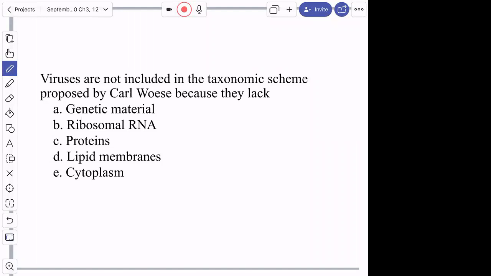So last time, the last couple times, we've been talking about Carl Woese, and remember how he sequenced ribosomal RNA to figure out that phylogeny, those 3 different domains of all organisms. Okay, why aren't viruses on that phylogenetic tree? Well, they lack ribosomal RNA. They don't have ribosomes. So it's a little bit of a trick question.